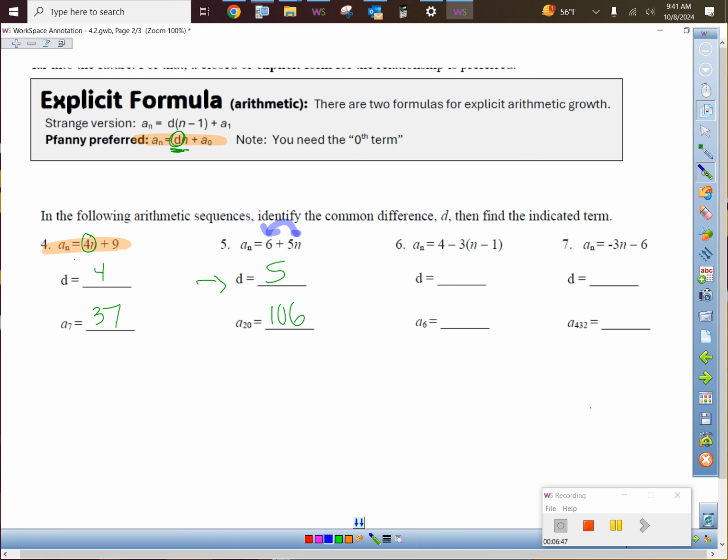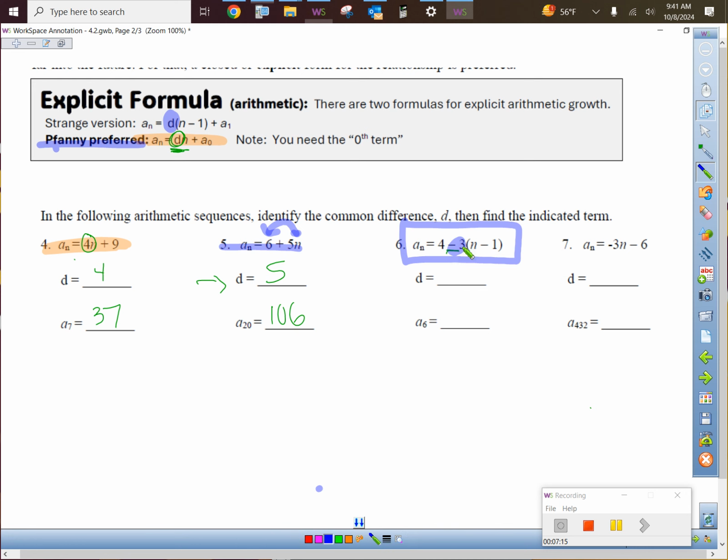So those two were in what I call Fani preferred explicit formula. This one is not. This is in the OG version, the strange version. So I have it typed for you just so you could see. All we need to do is find the common difference. Can you see in that strange version, it's the number in front of the parentheses, right? So what would that be in this case? Be careful because it's not quite 3. It looks like a 3, but it's really what?